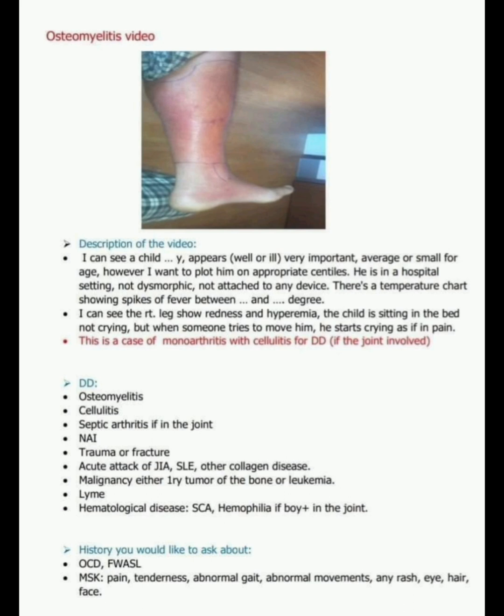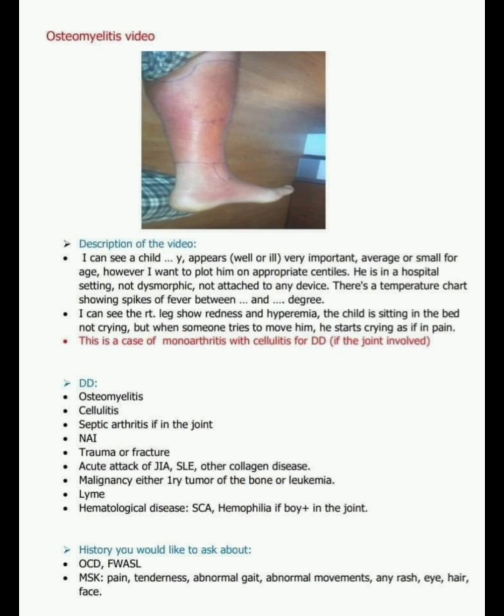What is the differential diagnosis of this video? So the differential diagnosis can be osteomyelitis, cellulitis, septic arthritis if in the joint, non-accidental injury, trauma or fractures, acute attack of any JIA, SLE, other collagen disease, malignancy either primary tumor of the bone or leukemia, Lyme disease, hematological disease like sickle cell anemia, hemophilia if boy, plus in the joint.